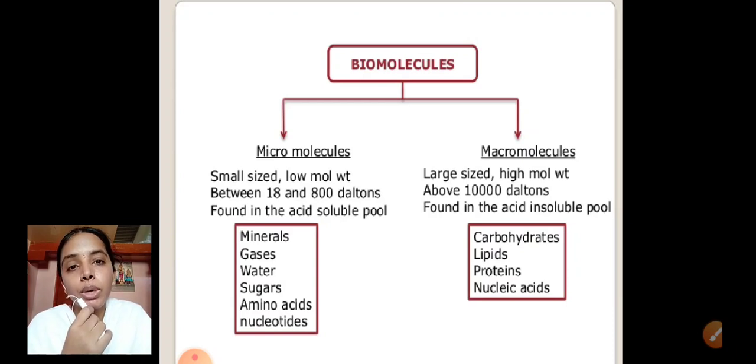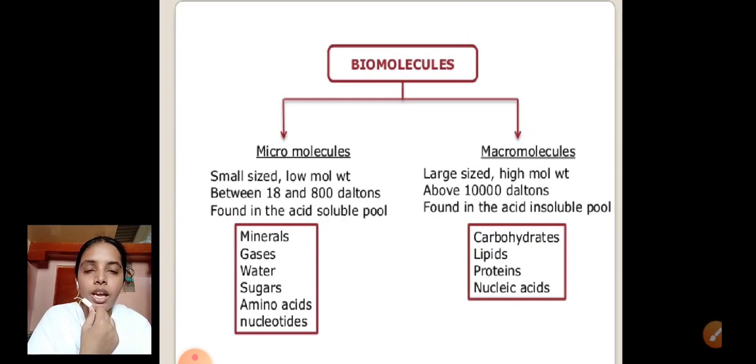Those biomolecules having less molecular weight are called micromolecules. To analyze this, the living tissue must be ground with the help of a pestle and mortar by adding trichloroacetic acid. Those molecules that dissolve in the acidic medium are present in the acid soluble pool, and those that do not dissolve are present in the form of a pellet. They are called the acid insoluble pellet.